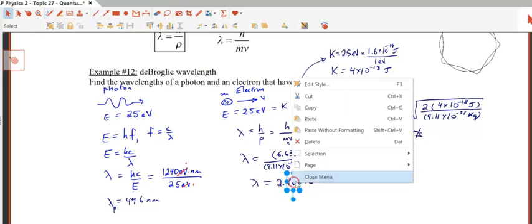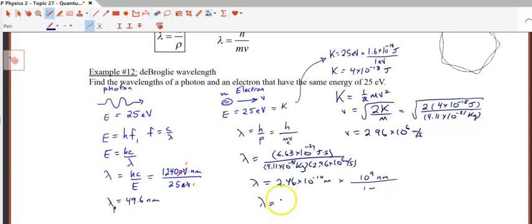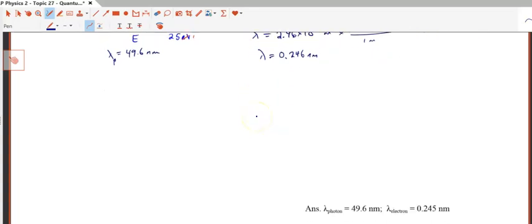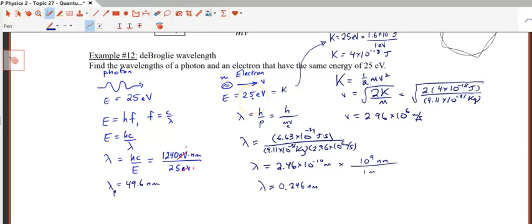And I suppose I could convert that to nanometers, so it's similar to the photon. In 1 meter, there is 10 to the power of positive 9 nanometers. And that will give you 0.246 nanometers. All right, and hopefully I have not made any mistakes in that. Yeah, good. All right, that's example number 12, and we are all done with quantum notes.